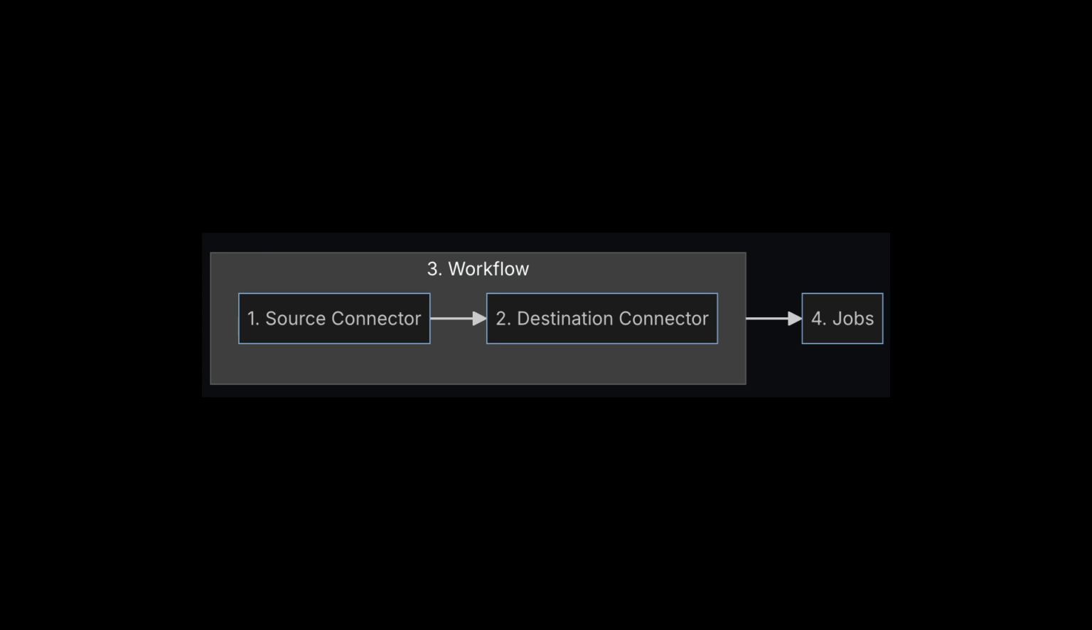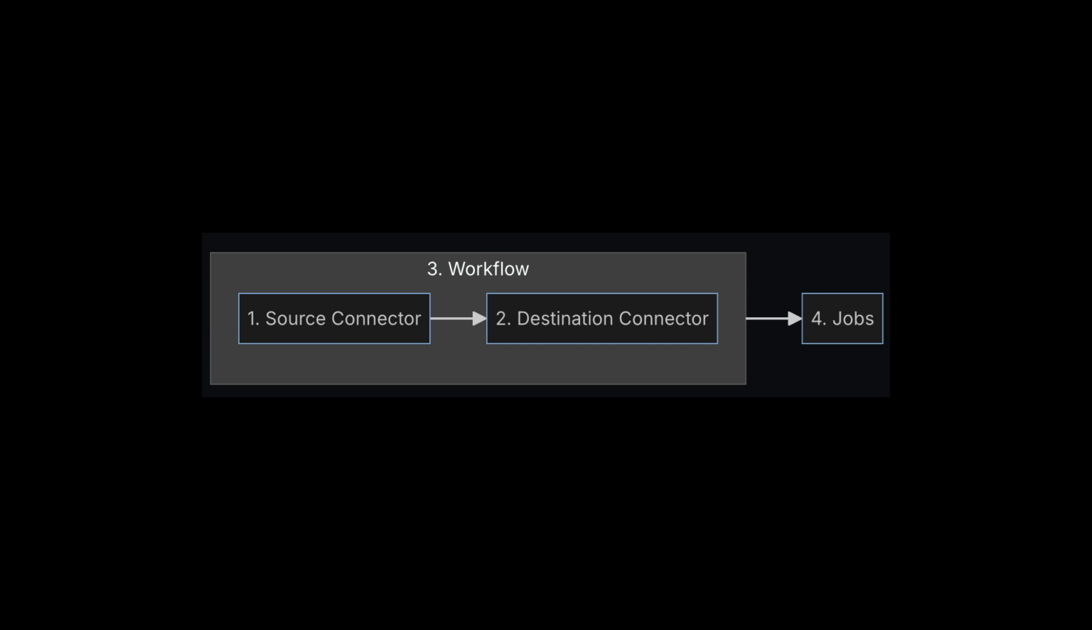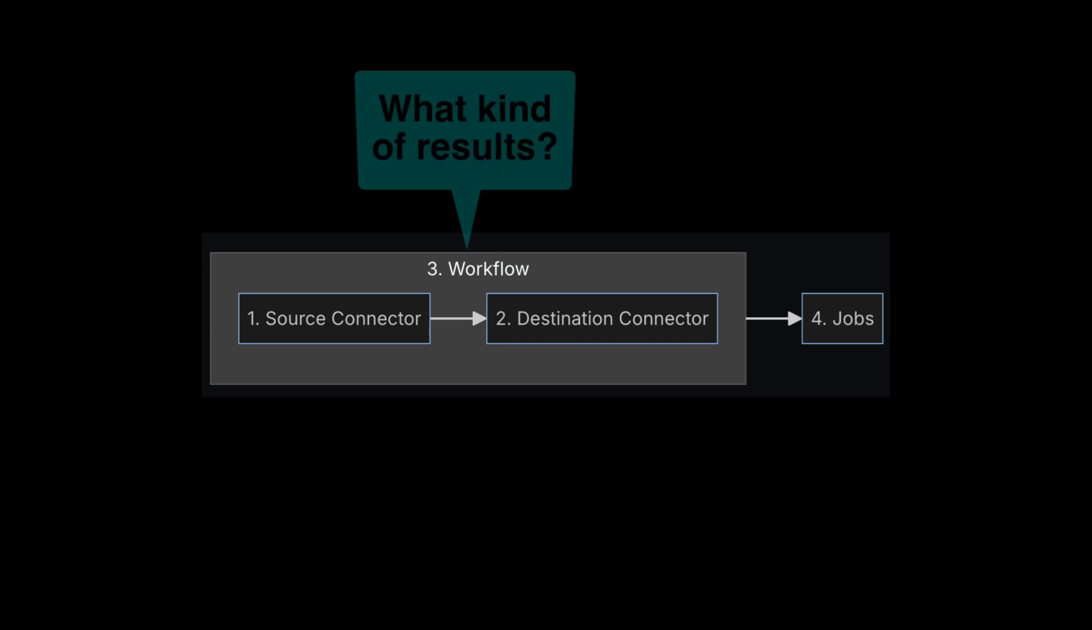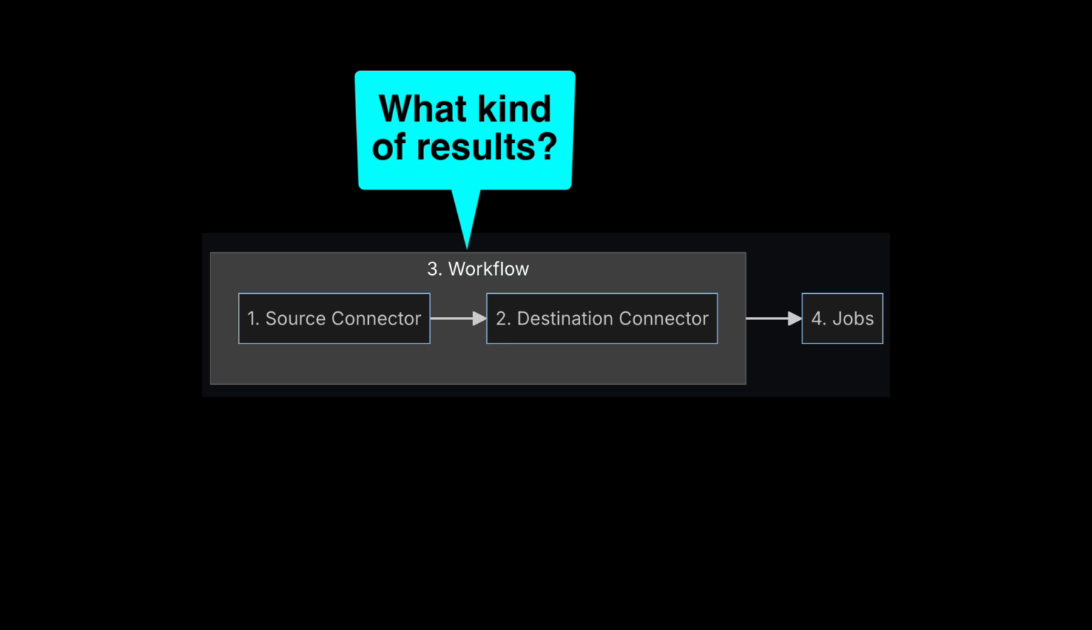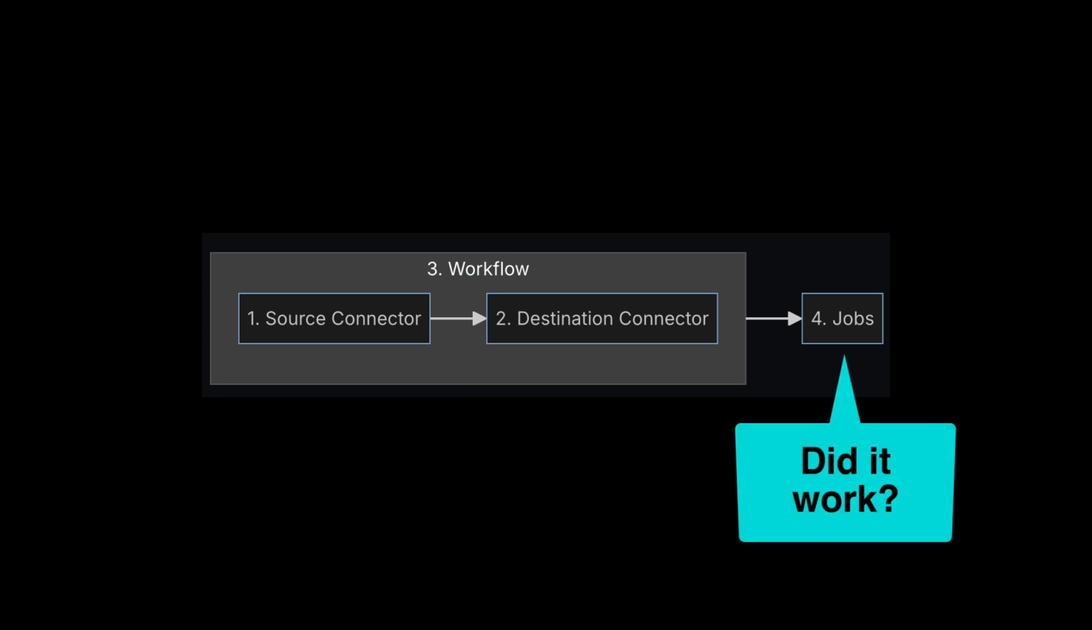Second, a destination connector. It answers the question, where will the results that Unstructured produces go to? Third, a workflow. It answers the question, what kind of results do we want Unstructured to produce? And fourth, and finally, jobs, which answer the question, did the workflow run successfully?